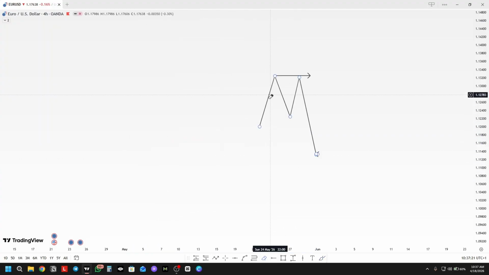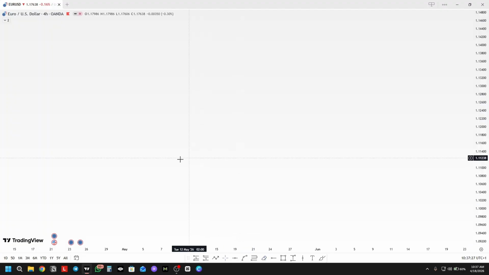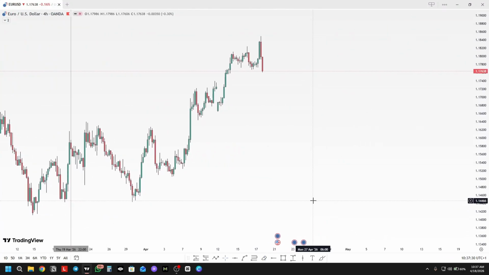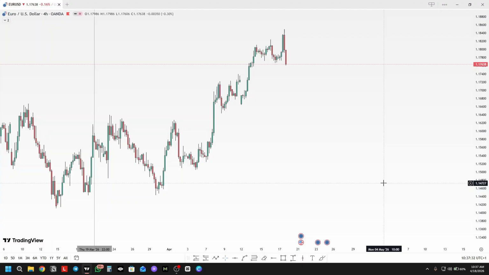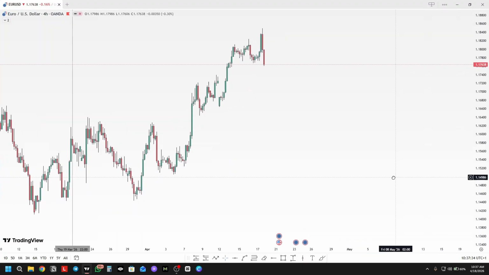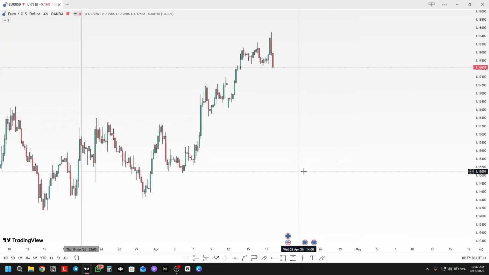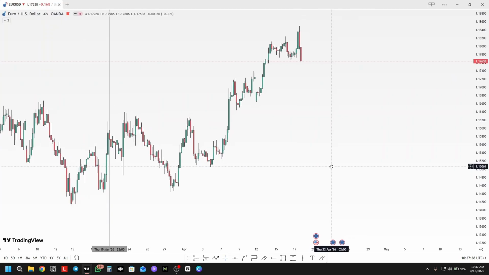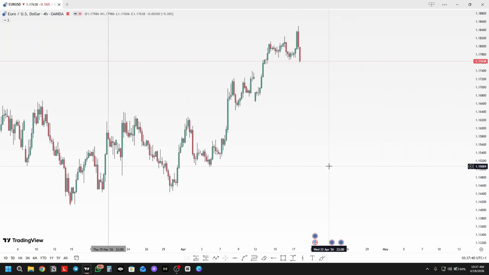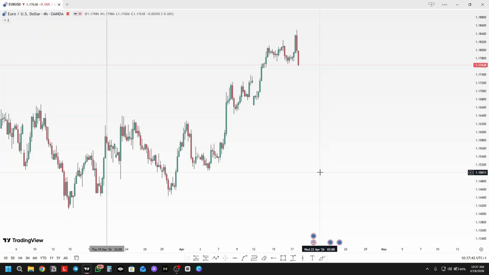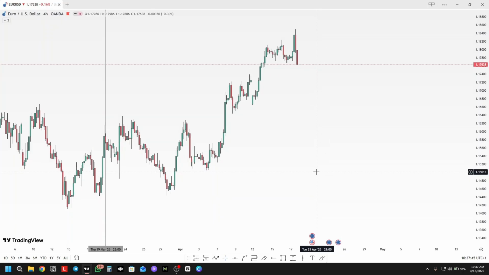So I want to do a weekly outlook on some major pairs that caught my attention, and we start from Euro USD. Okay, so on Euro USD, this is the price action as at 18th of April 2026. This is the price action, right?